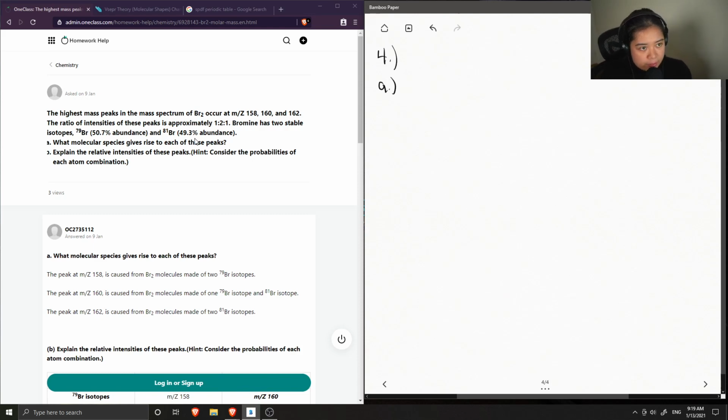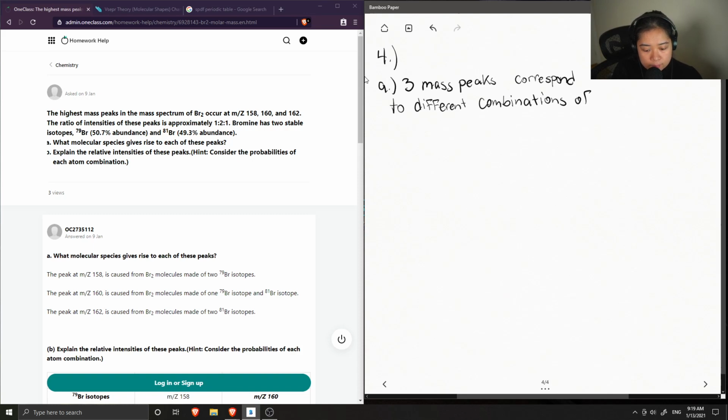Okay, so for part A, I'll just summarize that the 3 mass peaks correspond to different combinations of isotopes of bromine.